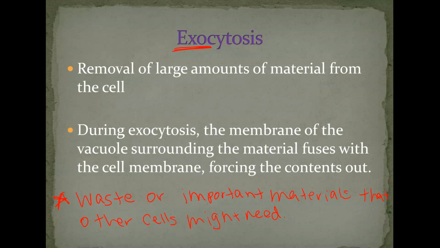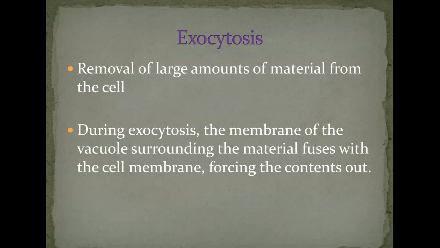Okay, so again, add all those things to your notes. Those are going to be the 3 types of active transport. So again, that's going to be 3 types of active transport: protein pumps, endocytosis, and exocytosis.